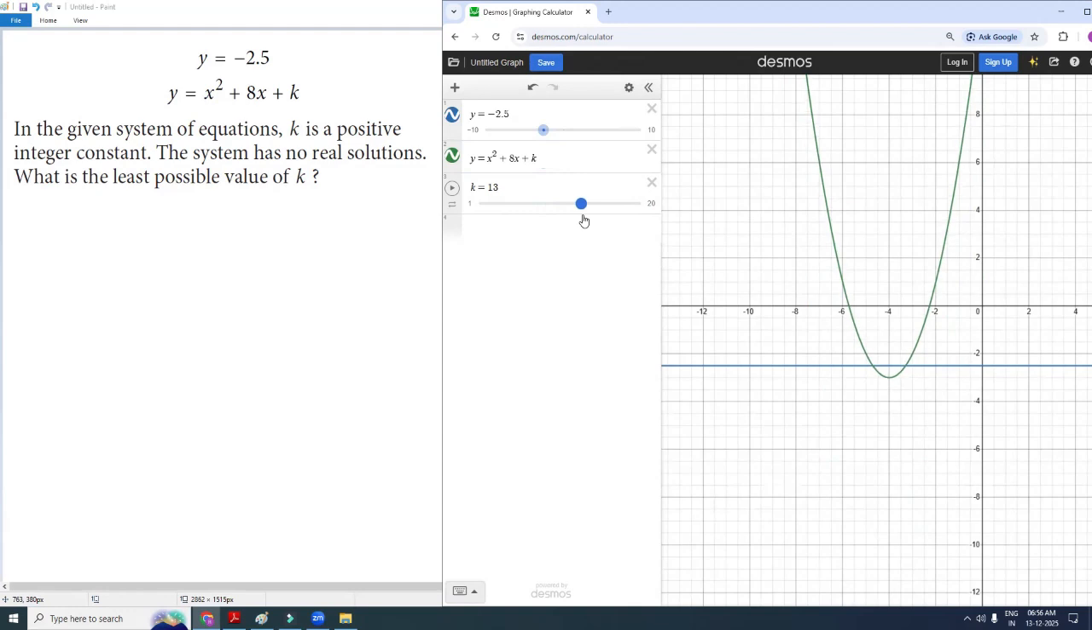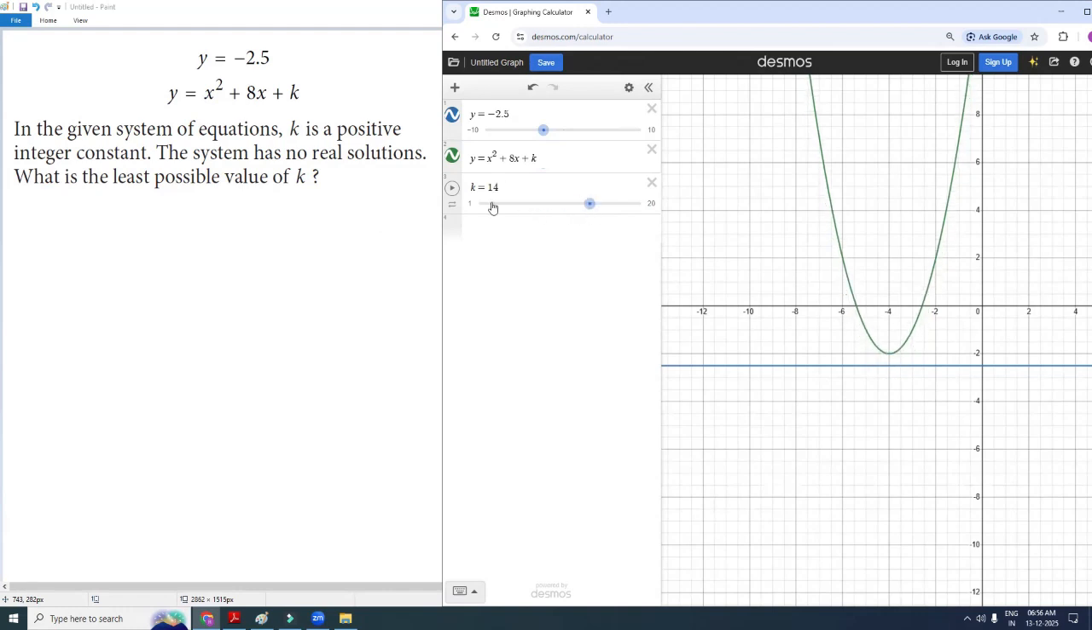Okay, here I am taking the positive integer 13 for k. When you take the positive integer 13 for k, the two graphs intersect at 2 points. That means the system has two solutions. Okay, now let's move to the next positive integer value, that is 14.